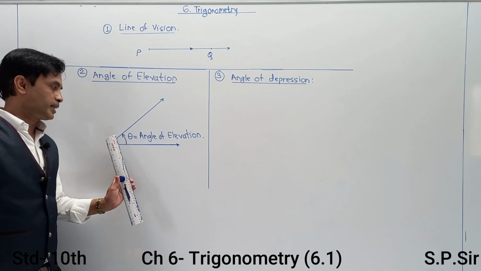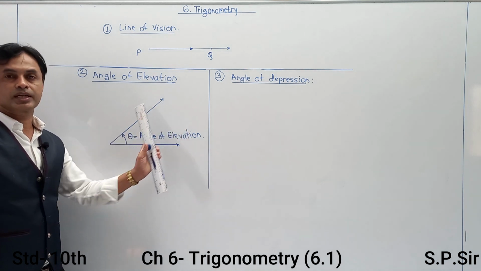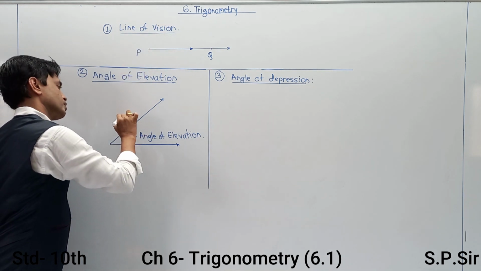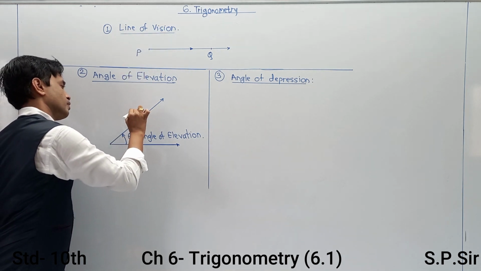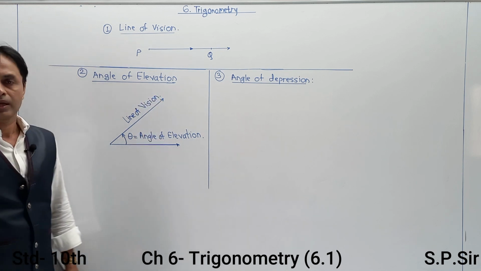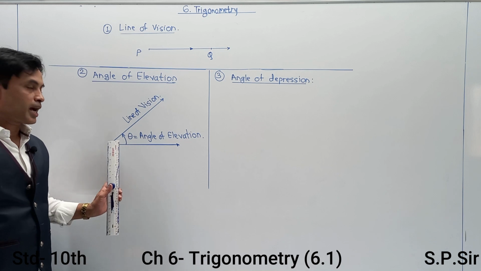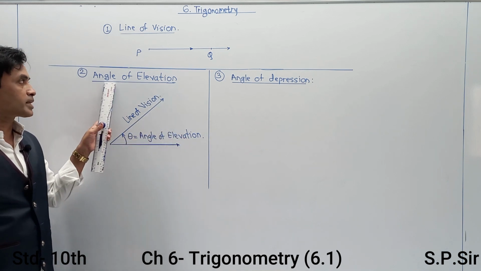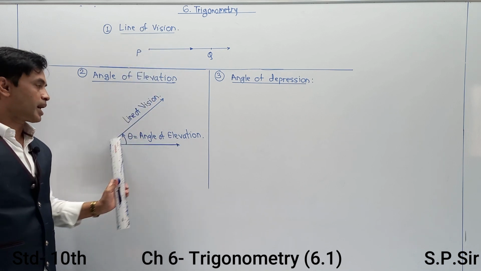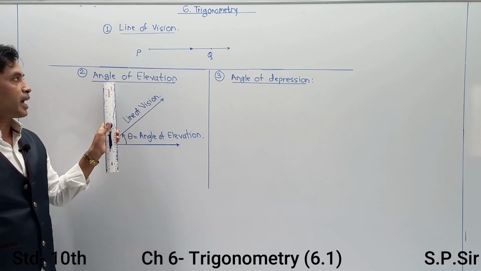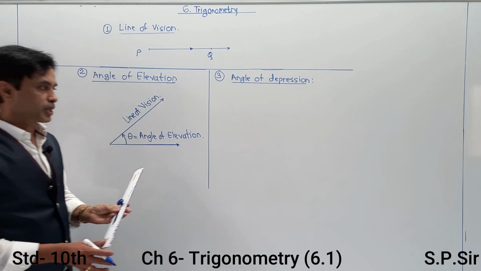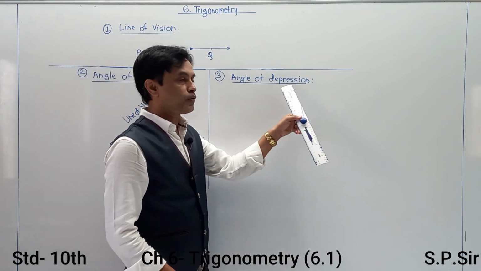No doubt, in this case, the ray which is generated over here is called the line of vision. Now the second part is, as you are observing in an upward direction, we call it an angle of elevation, and this horizontal line is the line of vision. Next, we come to the angle of depression.